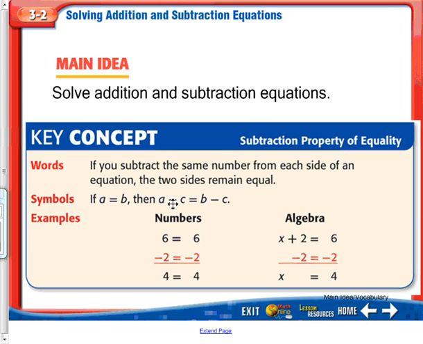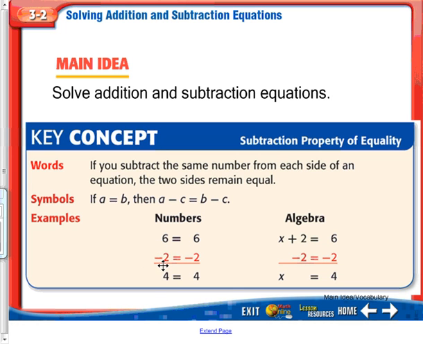In lesson 3-2, we'll be solving addition and subtraction equations. In looking at our examples below, we talk about the equality rule. So we know that 6 equals 6. But what happens when you subtract 2 on both sides of the equation? Well, what we're left with is 4 equals 4.